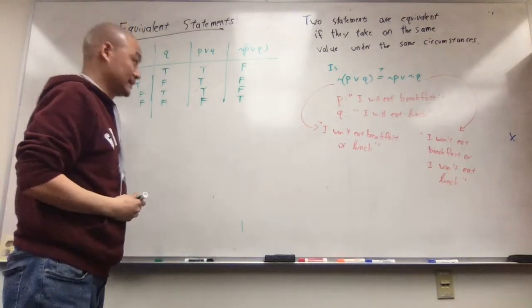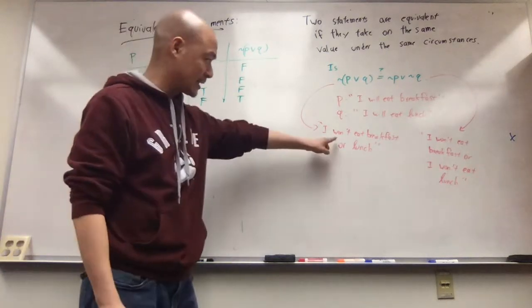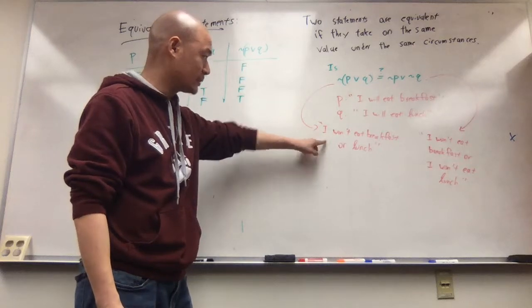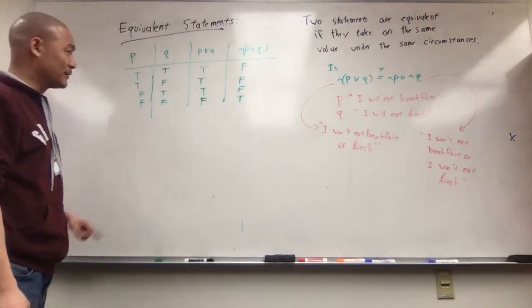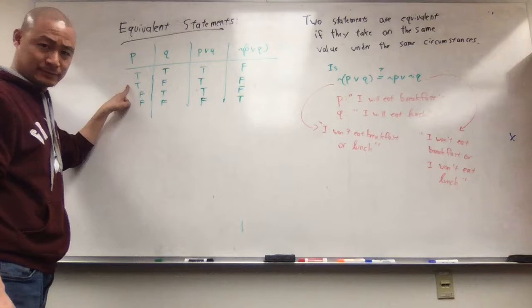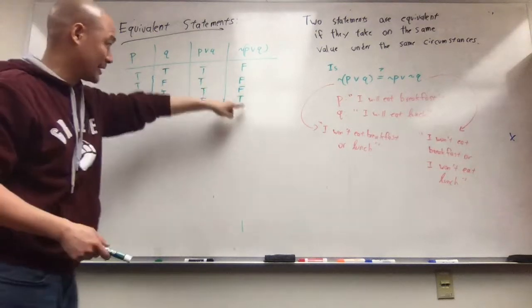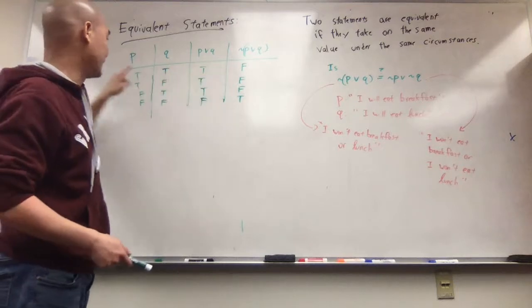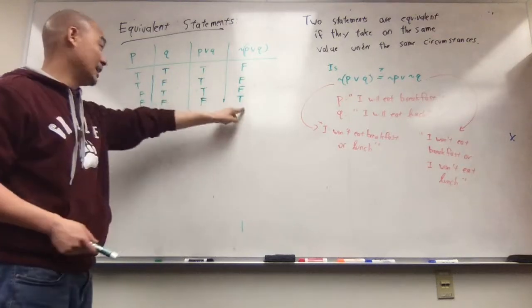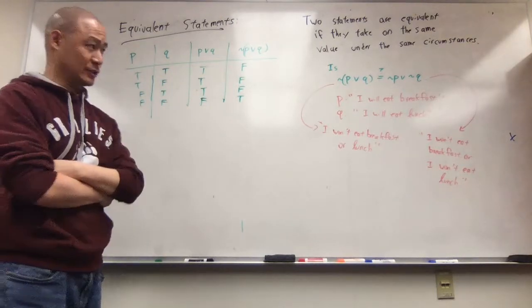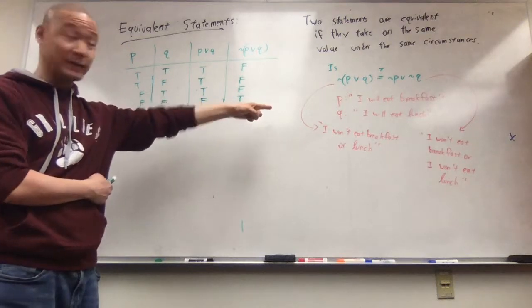So if I think about the sentence, I won't eat breakfast or lunch, that's going to be false as long as I eat anything, right? It's only going to be true if I skip both meals. So that makes sense, right? It's false, false, false if I have anything to eat, and then it's true when I don't eat anything. So that seems to match up with what we have here.